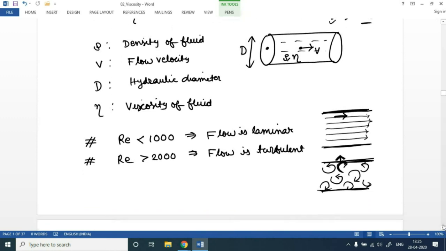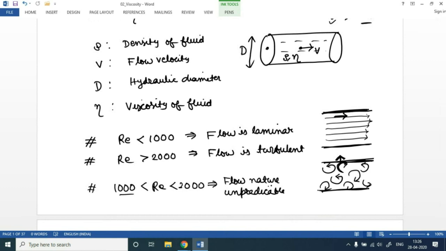Obviously you might be wondering, if Reynolds number turns out to be greater than 1000 and less than 2000, what would be the nature of flow? Let me tell you, the flow nature will be unpredictable. Unpredictable means that at some localized point the flow would be laminar, and at other places the flow would be turbulent, and those patterns would vary with respect to time.